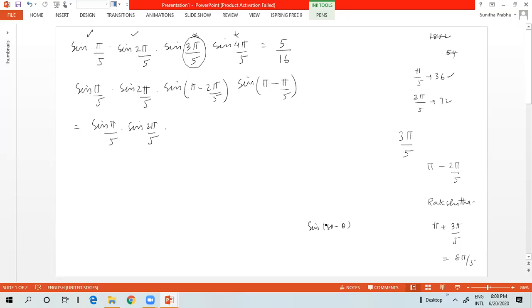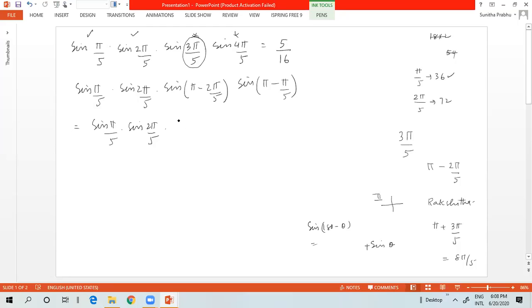So is it minus sine theta? See, sine 180 minus theta: 180 means sine remains sine. You get sine theta. 180 minus theta means in the second quadrant, right? In the second quadrant, sine is positive, so you'll say plus. Is it okay? Okay, sir.